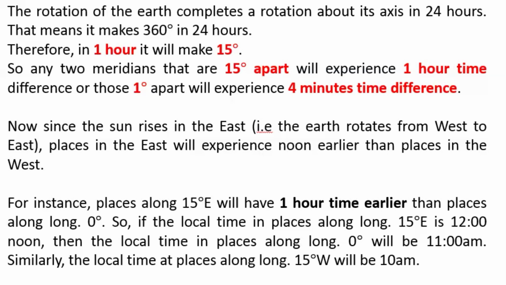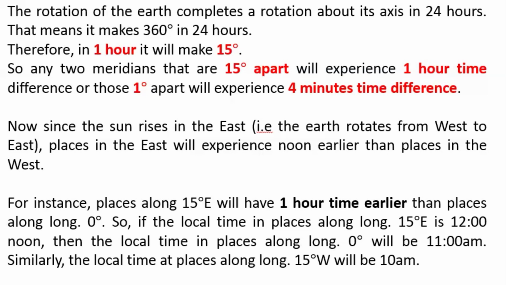The Earth completes a rotation about its axis in 24 hours. That means that it makes 360 degrees in 24 hours. So when you divide that, you have that 1 hour is equal to 15 degrees. So any two meridians that are 15 degrees apart experience a 1 hour time difference, or those 1 degree apart experience a 4 minutes time difference.